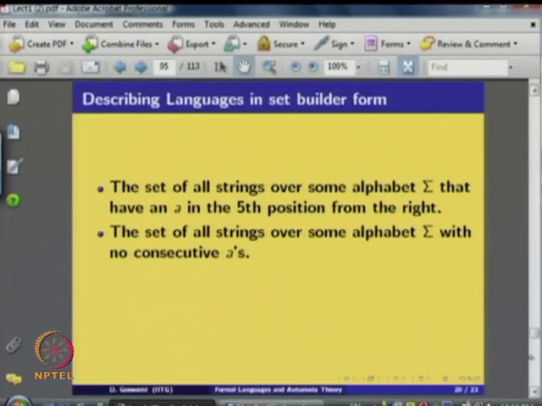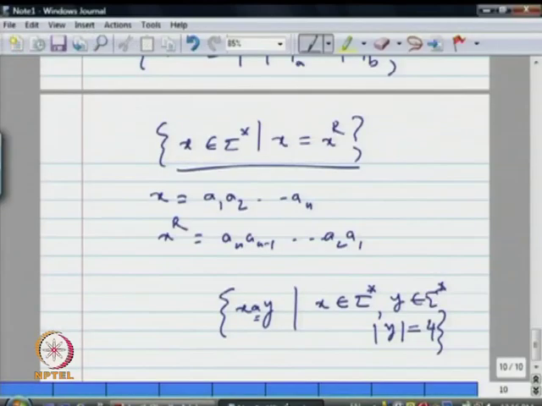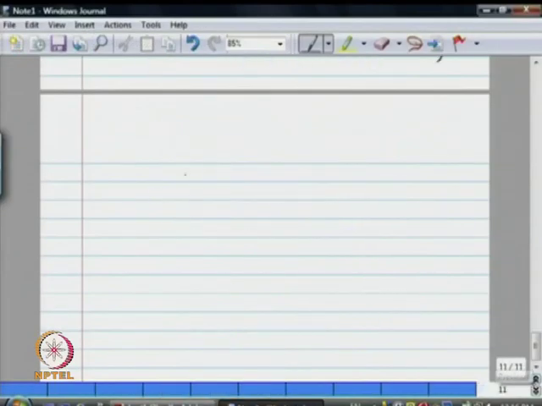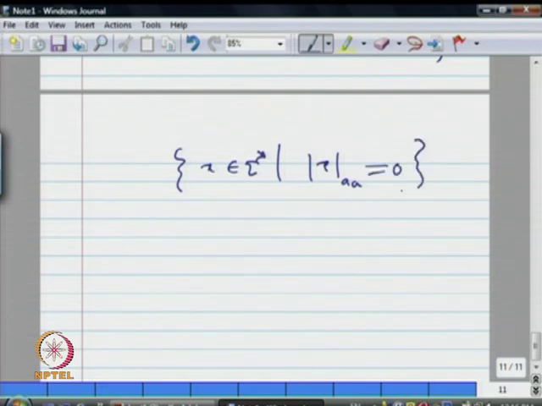Similarly, the set of all strings over some alphabet with no consecutive a's. Again, we can represent it in set builder form like the set of all x belonging to sigma star such that there is no occurrence of the string aa. So, the number of occurrences of aa is equal to 0.